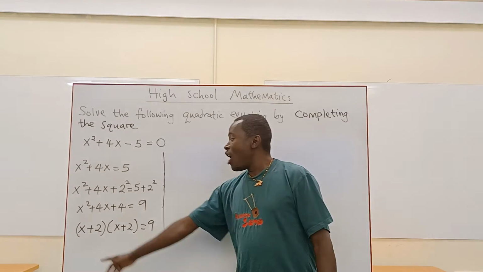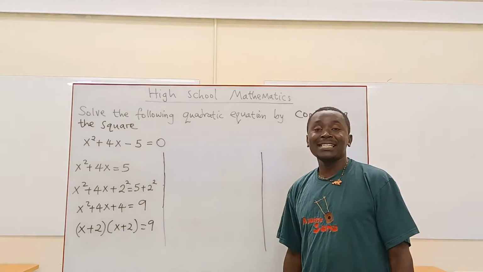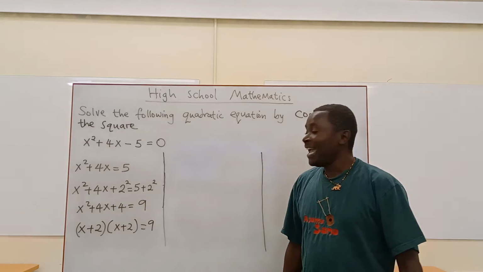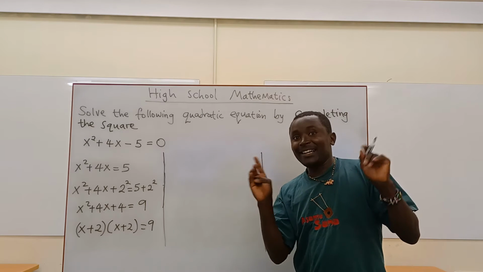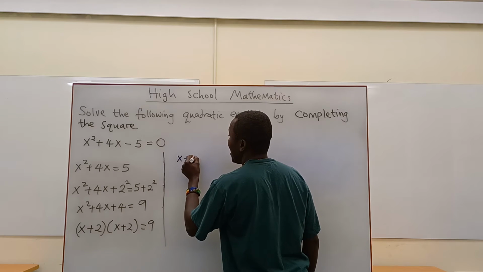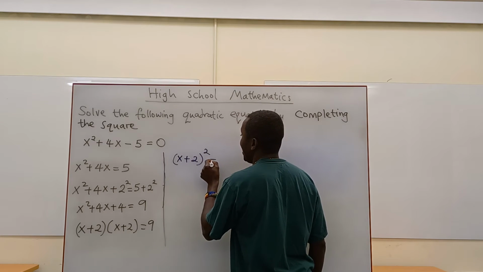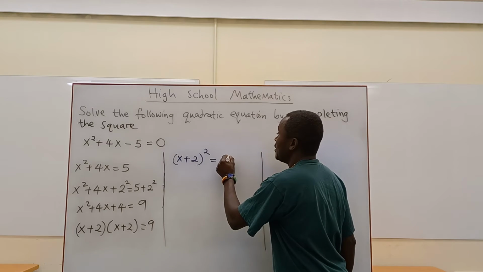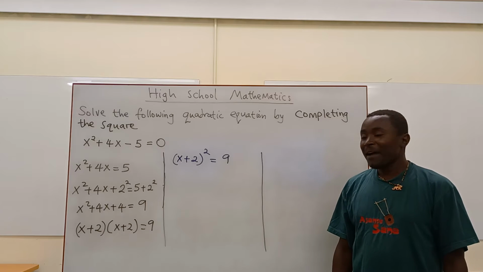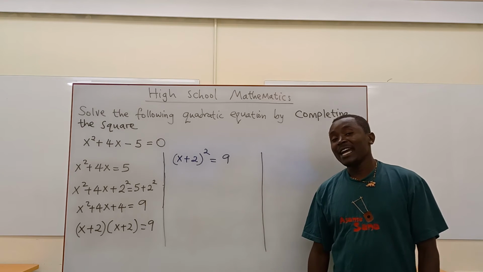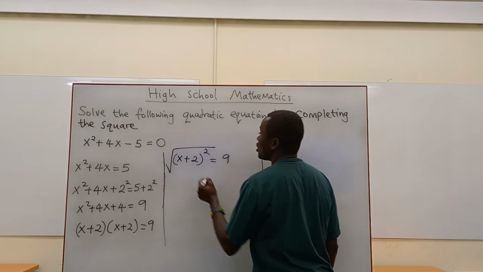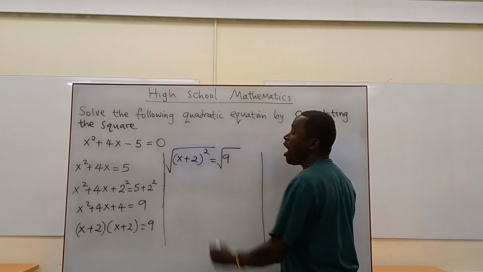The other way of writing x plus 2 in parentheses multiplied by x plus 2, another pair of parentheses, is just to have x plus 2 squared, and you say that is equal to the 9 value that you have on the other side of the equal sign. Okay? Perfect. So the next step is to find the square root of both sides. So the square root of x plus 2 squared and the square root of 9.